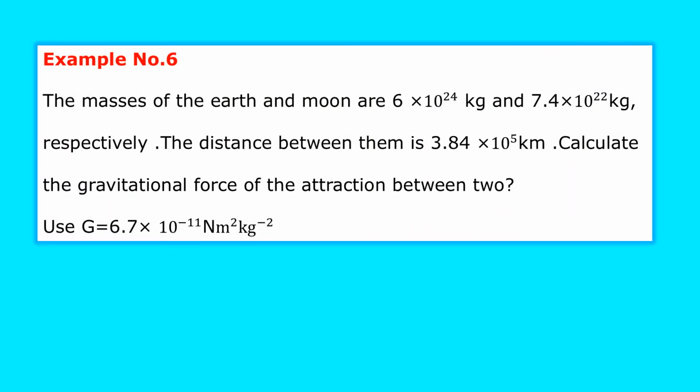Now example number 6. The masses of the earth and moon are 6 into 10 raised to 24 kilogram and 7.4 into 10 raised to 22 kilogram respectively. The distance between them is 3.84 into 10 raised to 5 kilometer. So calculate the gravitational force of attraction between the two. So we have to write here the G value, that is the gravitational constant, which is equal to 6.7 into 10 raised to minus 11 Newton meter square per kilogram square. Now let us solve this example.